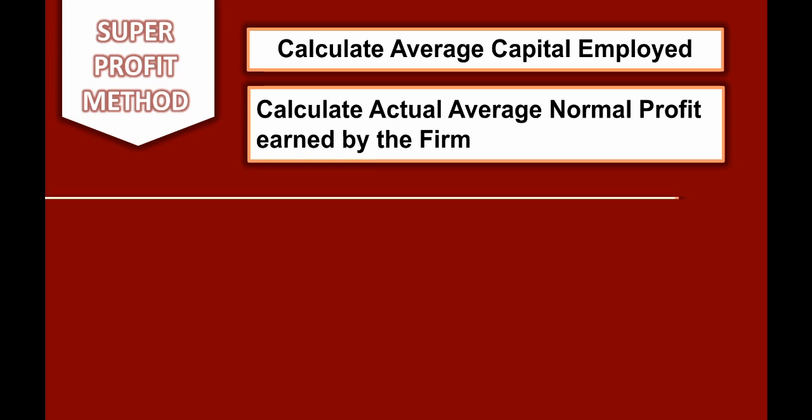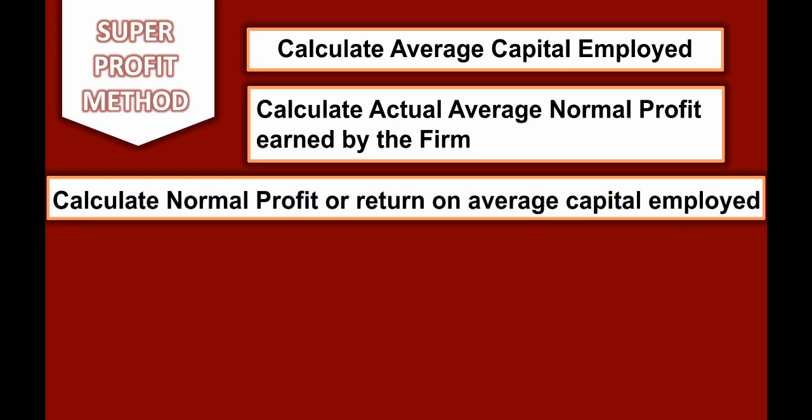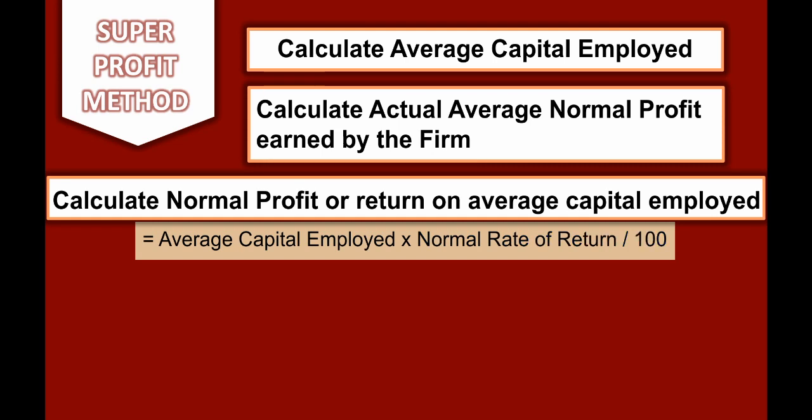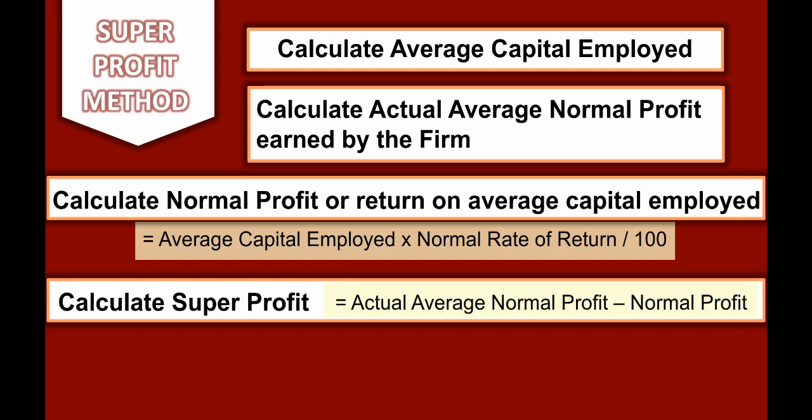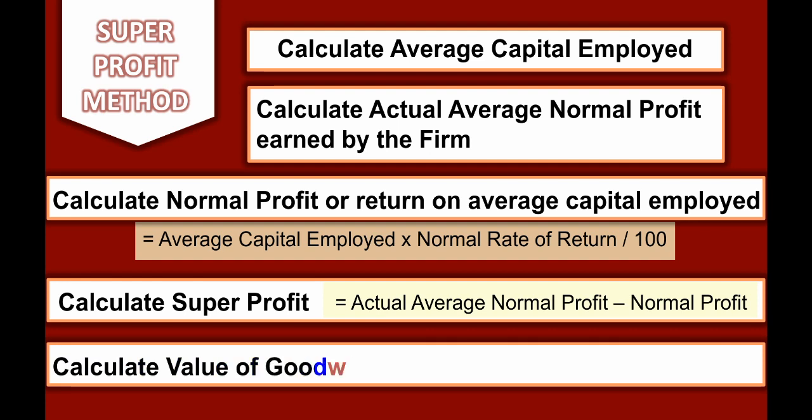Then calculate normal profit or return on average capital employed, which means if this capital would have been used by someone else, then what normally are people earning on this capital? So that is average capital employed into normal rate of return divided by 100. Then calculate super profit, that is actual average normal profit minus normal profit as calculated in steps second and third. Then calculate value of goodwill by multiplying the super profit by number of years purchase.